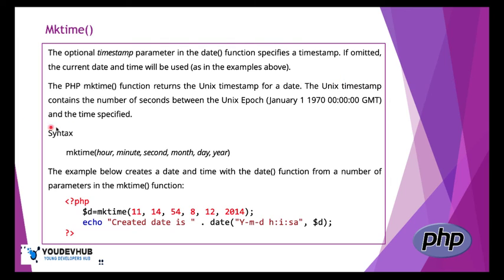So what is the syntax? The syntax for mktime is you put the hours, the minutes, the seconds, the month, the day, and the year. Now the example below shows how to create a date and time with the date function from a number of parameters in the mktime function. So let's say you have a variable which is mktime and you put in the hours, the minutes, the seconds, the day, the year, and you want to create a date from it or a time from it. Let's see how you can do that.